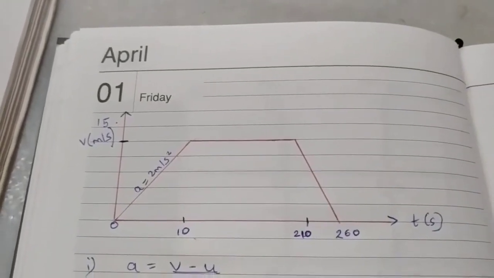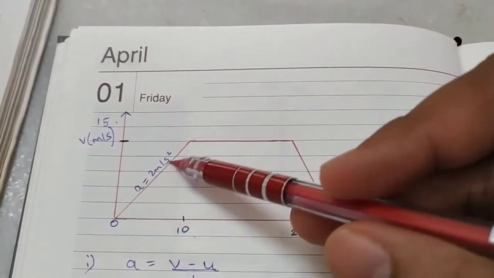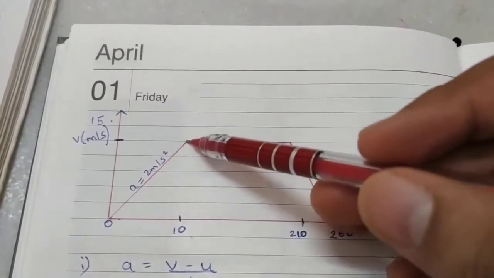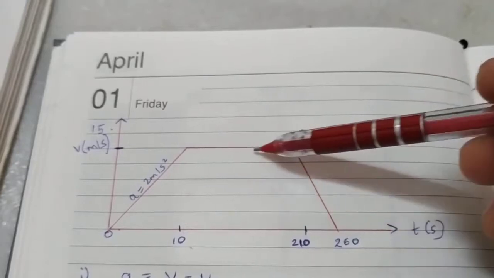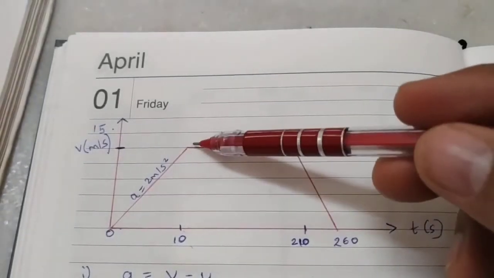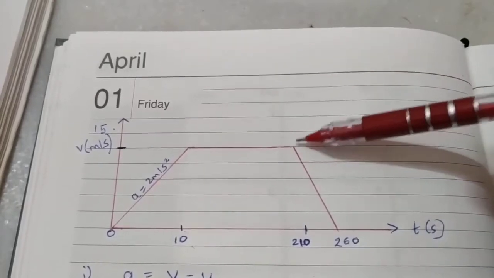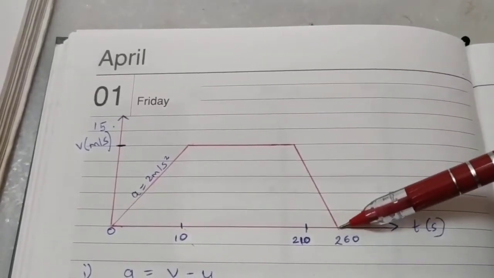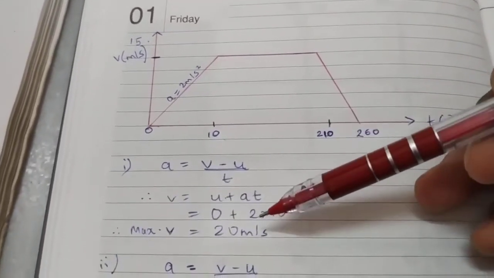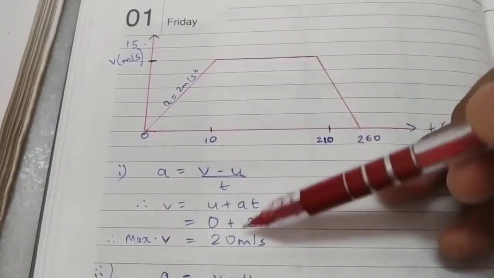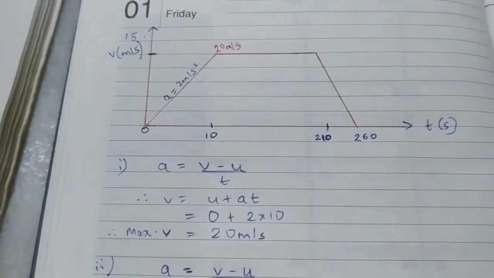So I know that initially the train was at rest, and for 10 seconds there was a uniform acceleration of 2 meters per second square. So it reached a maximum velocity after 10 seconds, which we don't know. Then for the next 200 seconds, that is still 210 seconds, it was traveling with that same uniform velocity. There was no acceleration here. Then here the brakes were applied, and in the next 50 seconds, it came to a stop. So velocity was again 0. So first of all, the final velocity, that is the maximum velocity here, is 20 meters per second. So that's what we found out, 20 meters per second.